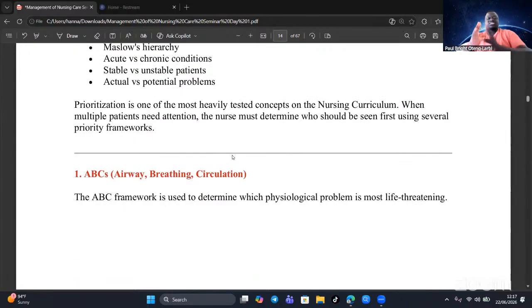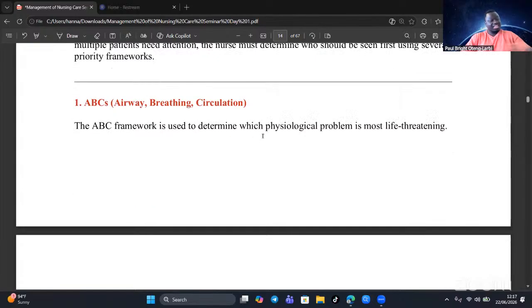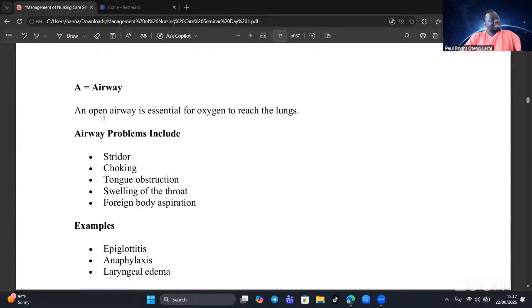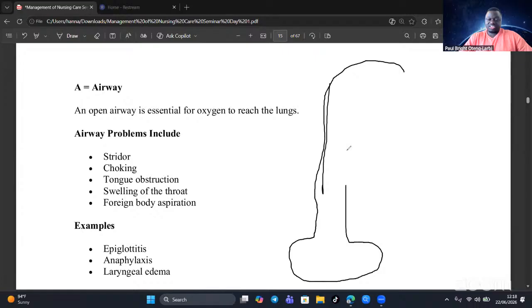Let's take the bundle of ABC. Note that when I get patient A, B, C, or D, whatever, I will always tackle airway first, before breathing, before circulation. Okay, the framework. So airway, you ask yourself, is the airway open? The airway starts from the mouth to the very bottom, the alveoli. Forget whatever the names are, whether it's trachea or whatever.